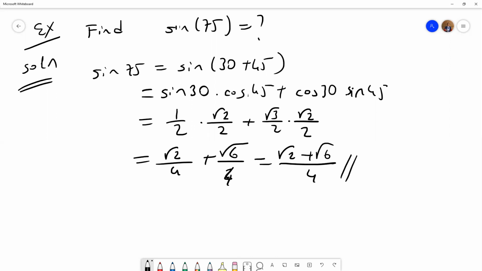Also, you may write like that. Maybe the multiple choice may be like that: 1 plus square root 3 over 4. Yeah, this may be another choice for you.